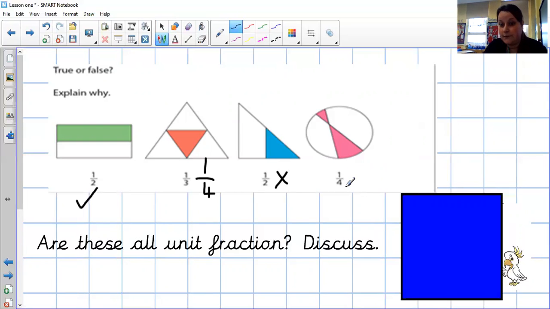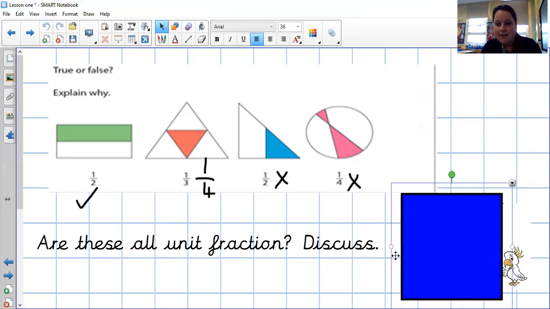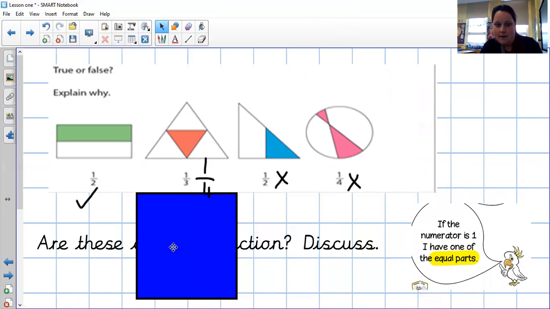Has it been split into 4 parts? 1, 2, 3, 4. But again, magic word, are they equal parts? No. So that is not an example of a unit fraction. So hopefully you got that right at home. And here's Coco down here. Oh, let's just make sure we can move him.